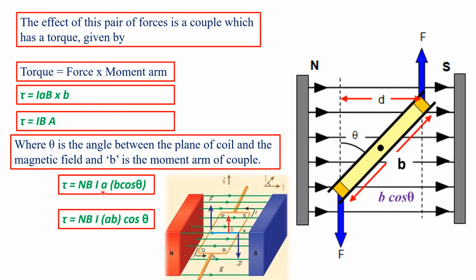We know that A into b is area of the coil, so we get torque equals to BINA cos theta. Here B is magnetic flux density, I is the current flowing through this coil, N is number of turns of coil, A is area of coil, theta is the angle between the plane of coil and the magnetic field.